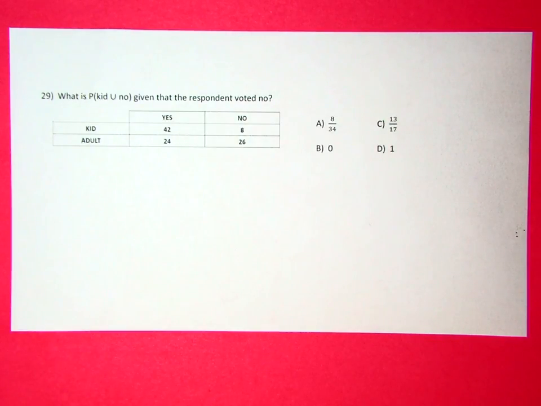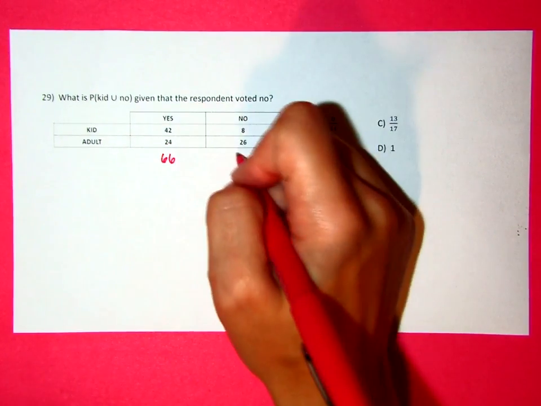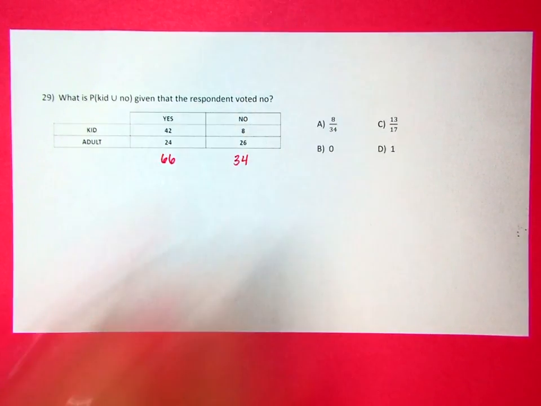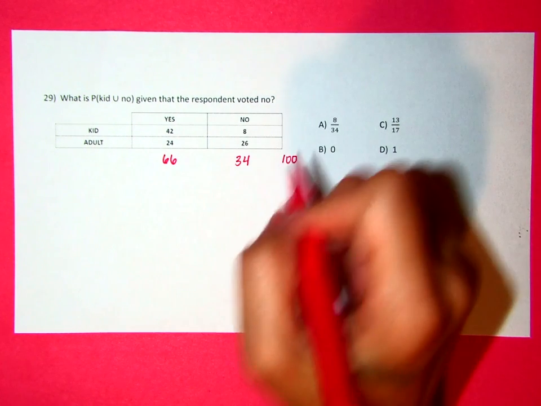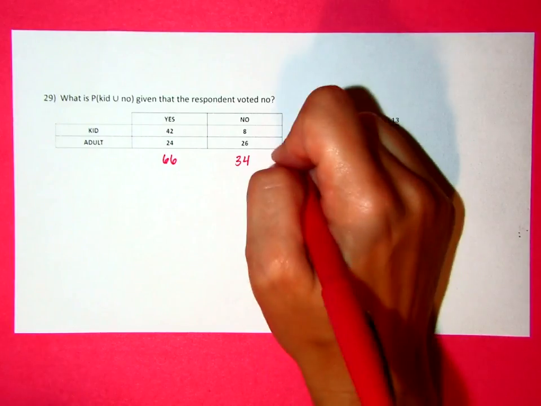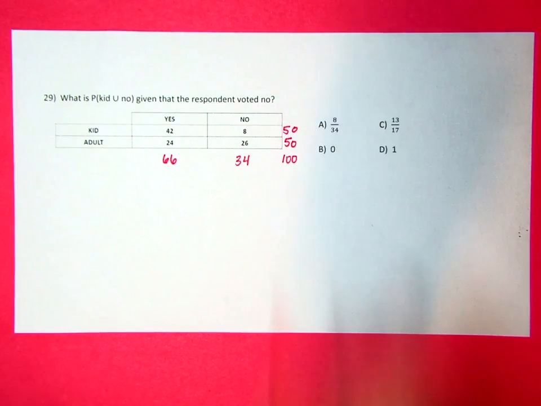So 42 plus 24 is going to give me a total here of 66. 8 plus 26 is going to give me a total of 34. And when we add those together, that's going to give me 100 respondents. Here we've got 26 plus 24, that's going to be 50. 42 plus 8 is 50, and when I add those, it confirms that it's 100.